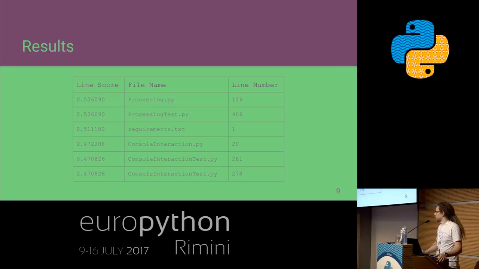And this is what the result of the algorithm looks like. You get a list of line scores and corresponding lines in files. This can then be used to, for example, create a heat map of your project or do whatever you think helps your project. Those scores are not absolute. They're relative to all the other scores in your project. So, for example, you could use it to look at the highest scoring 10% of lines of code or something.